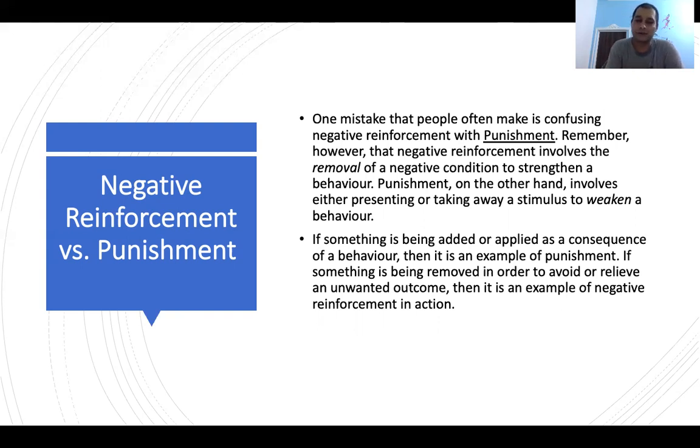If you are trying to distinguish between negative reinforcement and punishment, consider whether something is being added or taken away from a situation. If something is being added or applied as a consequence of a behavior, then it's an example of punishment. If something is being removed in order to avoid or relieve an unwanted outcome, then it's an example of negative reinforcement in action.